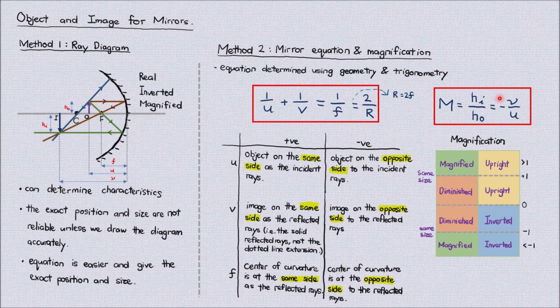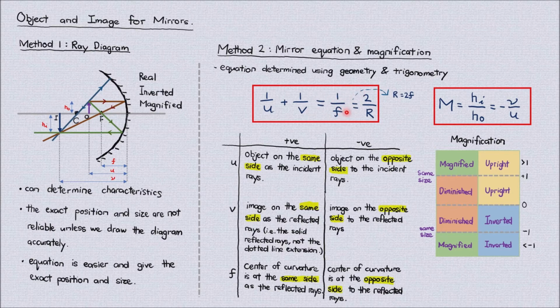So these two equations relate the characteristics of the object, such as the object distance or the object height, with the characteristics of the image, such as the image distance or the height of the image. To relate these two things together, we need to know clearly the characteristics of the concave or convex mirror. For the characteristics of the mirror, we will represent it with this value here called the focal length.